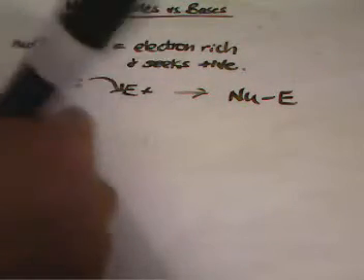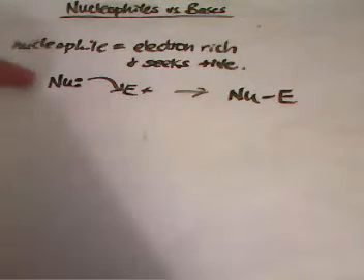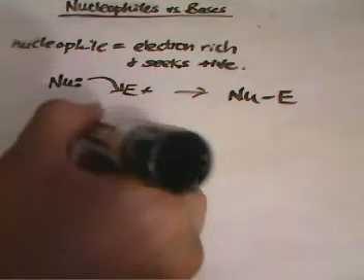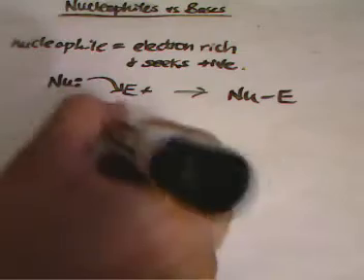Generally, when we're considering substitution versus elimination, we said that substitution requires a nucleophile and elimination requires a base. A nucleophile attacks a carbon.